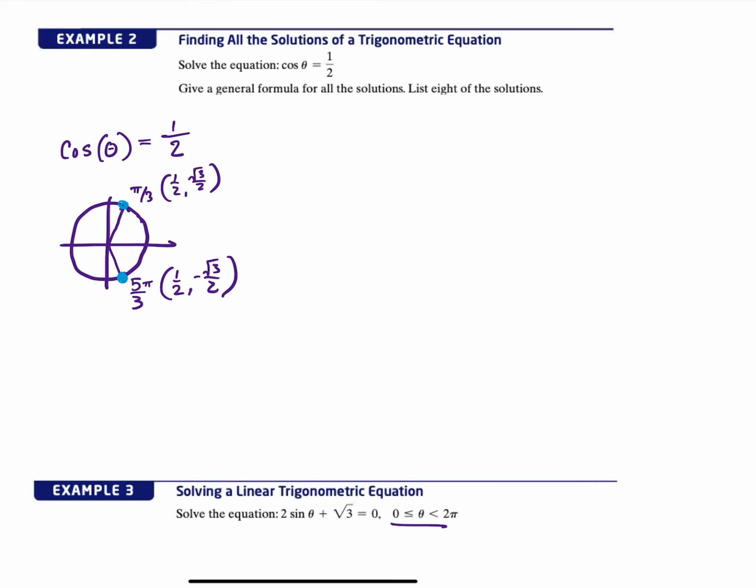So there are two solutions just in one trip around the unit circle, but then all coterminal angles to those as well. I'm going to write out what we want in words, and then let's convert it to some kind of mathematical expression. So we want pi over 3 and all coterminal angles, or 5 pi over 3 and all of its coterminal angles.